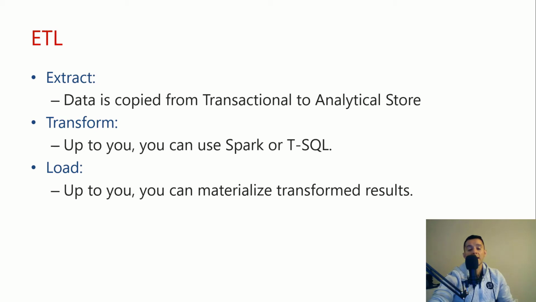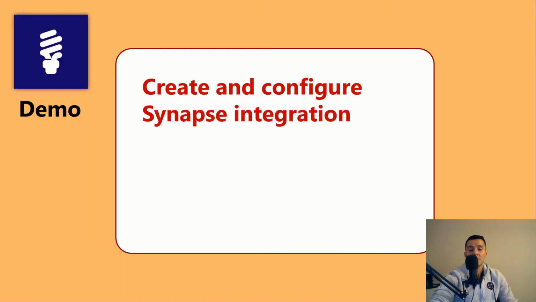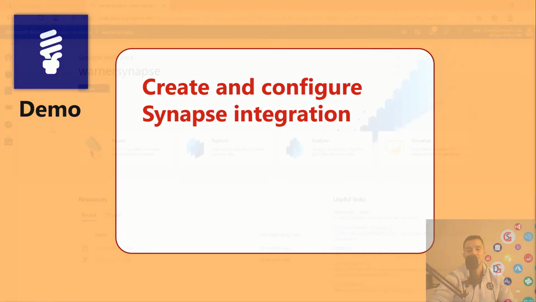You don't have to load the data from the Analytical Store into data lake storage or into T-SQL storage to be able to transform it, right? The transform and the load can happen directly if you need it to happen. So let's go into a demo again, into creating and configuring the Synapse integration to Cosmos DB through that Synapse Link.